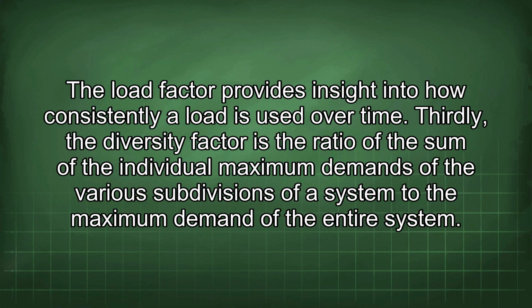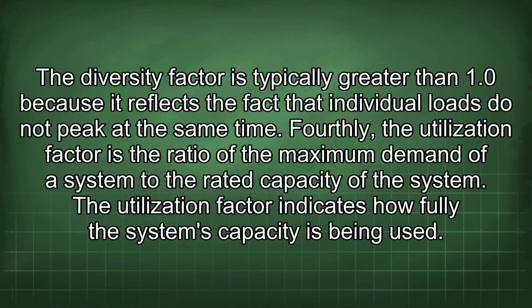The load factor provides insight into how consistently a load is used over time. Thirdly, the diversity factor is the ratio of the sum of the individual maximum demands of the various subdivisions of a system to the maximum demand of the entire system. The diversity factor is typically greater than 1.0 because it reflects the fact that individual loads do not peak at the same time. Fourthly, the utilization factor is the ratio of the maximum demand of a system to the rated capacity of the system. The utilization factor indicates how fully the system's capacity is being used.